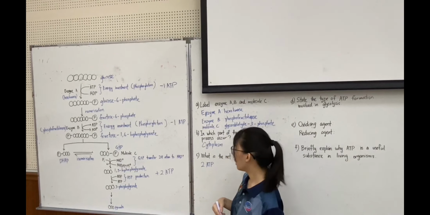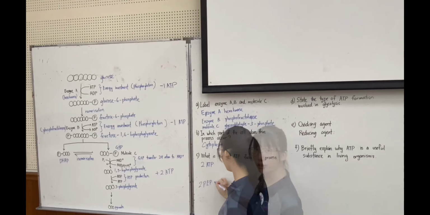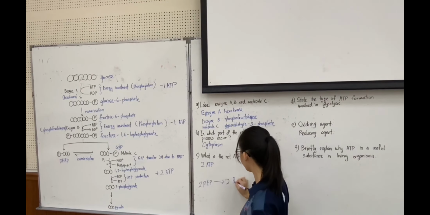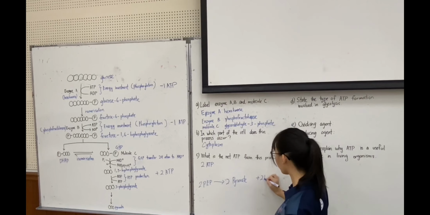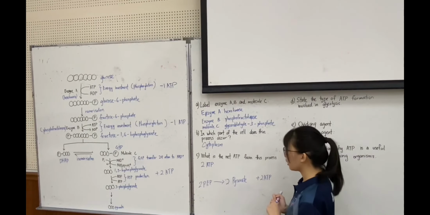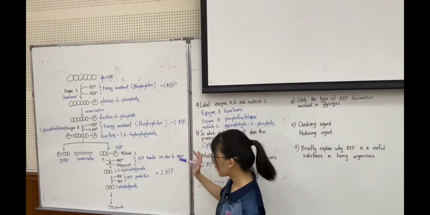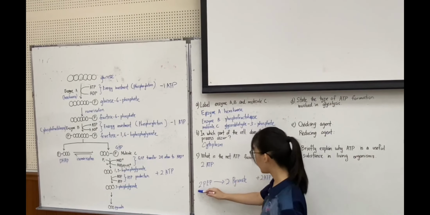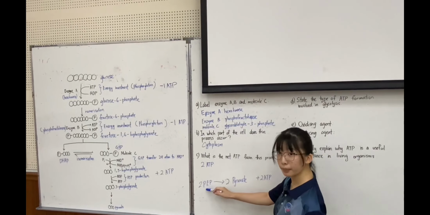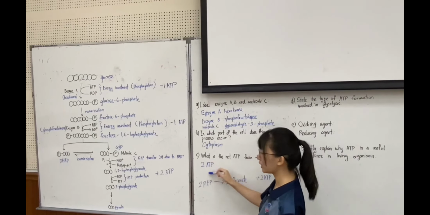And at last, there is a process which 2 PEP will change to 2 pyruvate. And here's a process, it will produce 2 ATP. So minus 1 ATP minus 1 ATP, total minus 2 ATP, and here's plus 2 ATP, so equals 0 ATP. But lastly, 2 PEP form 2 pyruvate, it will form 2 ATP, so the net ATP is 2 ATP.